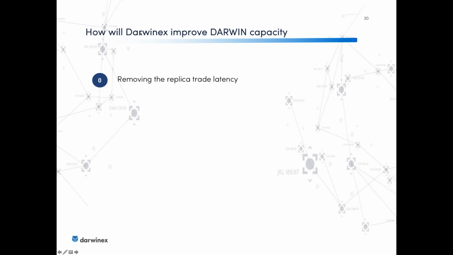So how will we improve Darwin capacity? We are already working on removing the trade replica latency. This lead trade replica trade setup, we're working to get rid of it as soon as we can. I cannot give you timelines, but we're fully aware that that's something that has to go as we go forward. Now, we will try and make more order types available where these are genuinely supported by the venues.